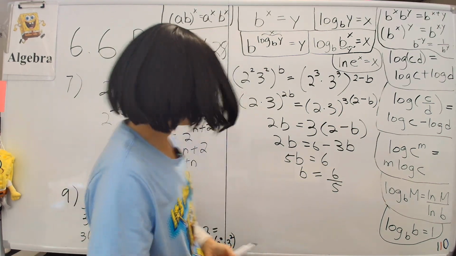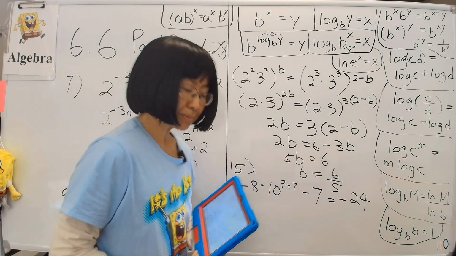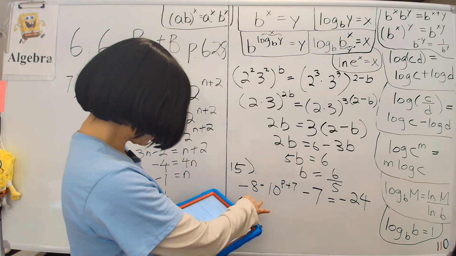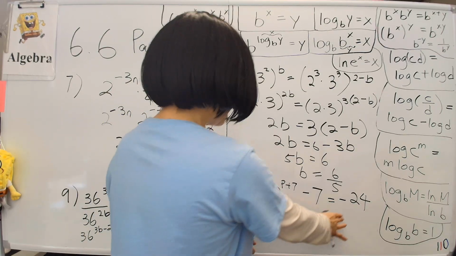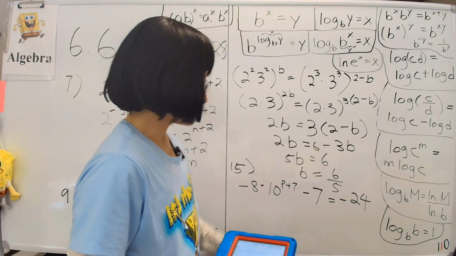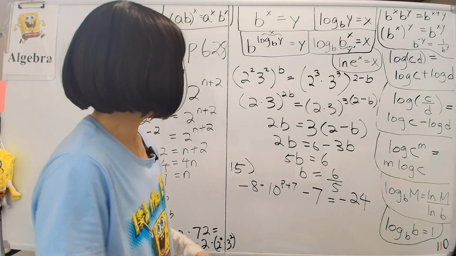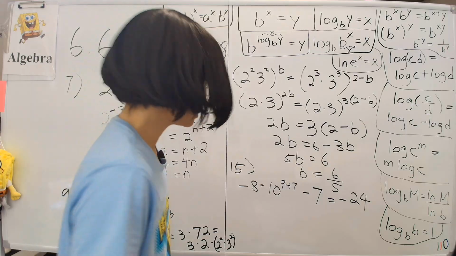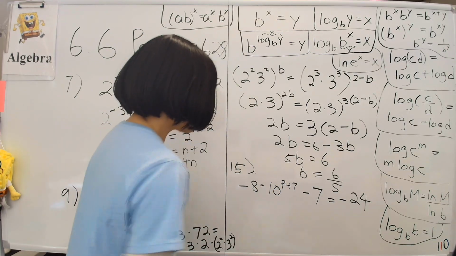So next, let's look at problem 15. We have minus 8 times 10 to the power p plus 7, minus 7, equal to negative 24. All right, we need to solve for p. Now, you might ask, why isn't there an x there? Why is it p? What's the difference, right? One is as good as another. So we're going to solve for p.